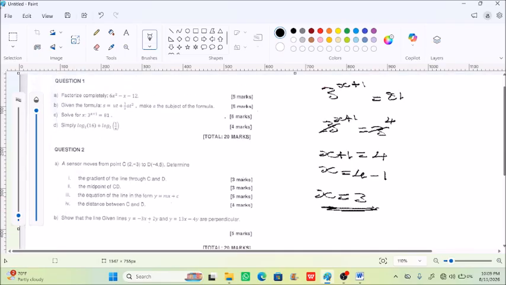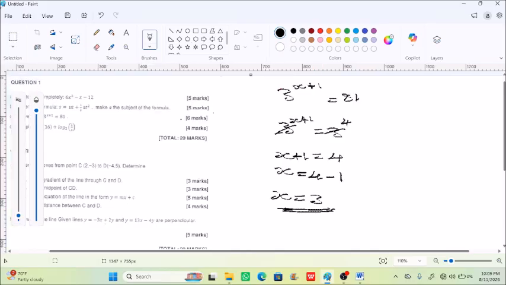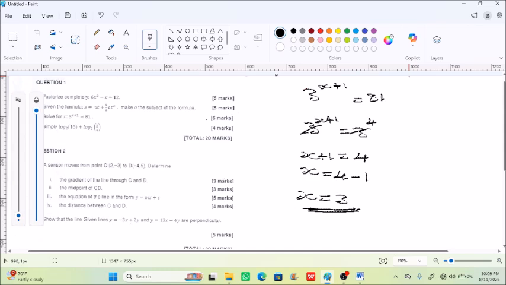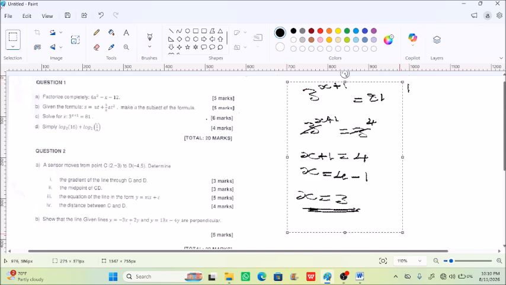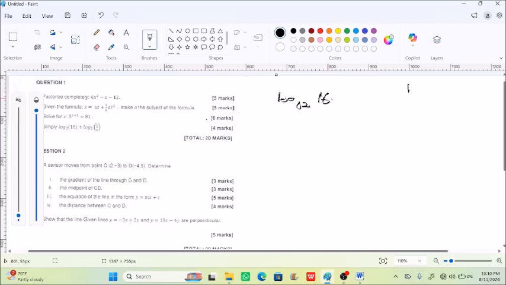So we move to question D. With question D, we are dealing with the logs there. Simplify log in base 2 of 16 plus the log in base 2 of 1 over 4.